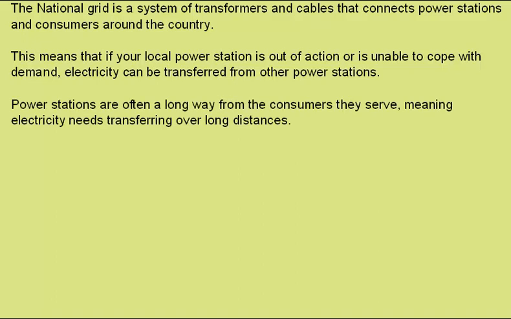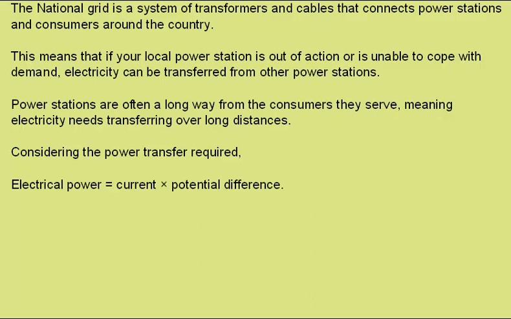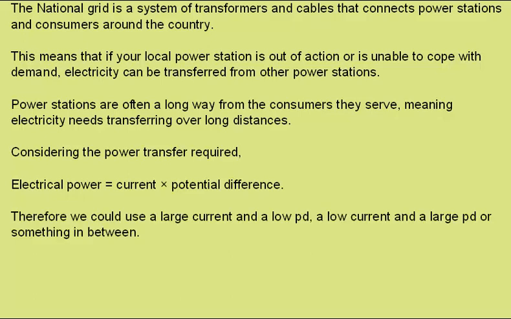Power stations are often a long way from the consumers they serve, meaning the electricity needs transferring over very long distances. Considering the power transfer required, electrical power is given by the current multiplied by the potential difference. Therefore we could use a large current and a low potential difference. We could use a low current and a large potential difference, or we could use something in between.